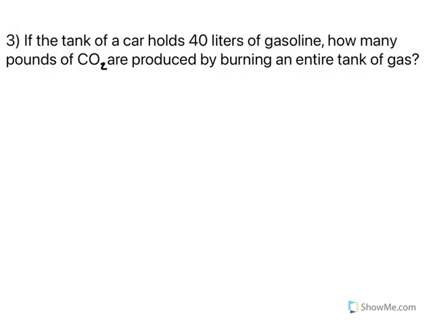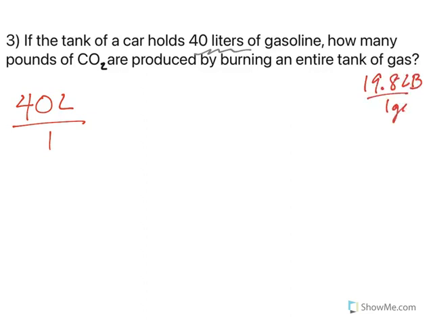Number 3. If the tank of a car holds 40 liters of gasoline, how many pounds of CO2 are produced by burning an entire tank of gas? All right, so hopefully you're like, okay, I'm starting with 40 liters, and I hope alarm bells go off because we know that our CO2 is 19.8 pounds per 1 gallon. So that means I need to change liters to gallons.